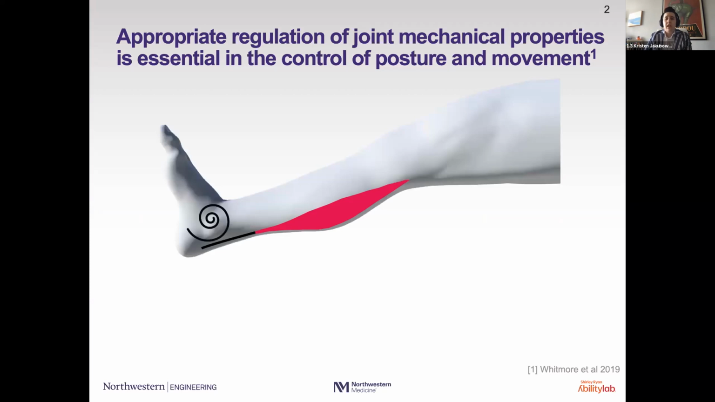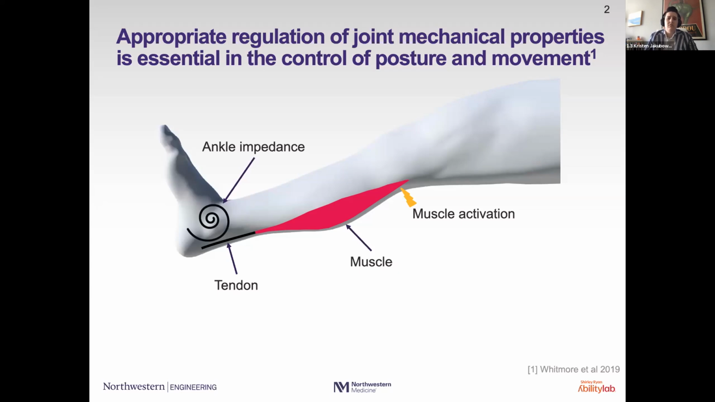When focusing on the ankle, impedance, illustrated graphically as the spring, depends strongly on the mechanical properties of the muscle tendon unit spanning the joint, as well as the degree to which the muscles are activated. It's also well known that the force-producing capabilities of the muscle are dependent upon the mechanical properties of the tendon. So the tendon can influence not only the joint, but also the behavior of the muscle.